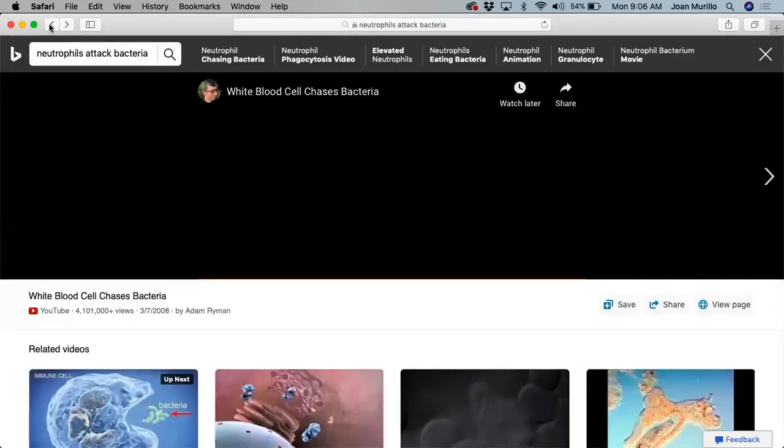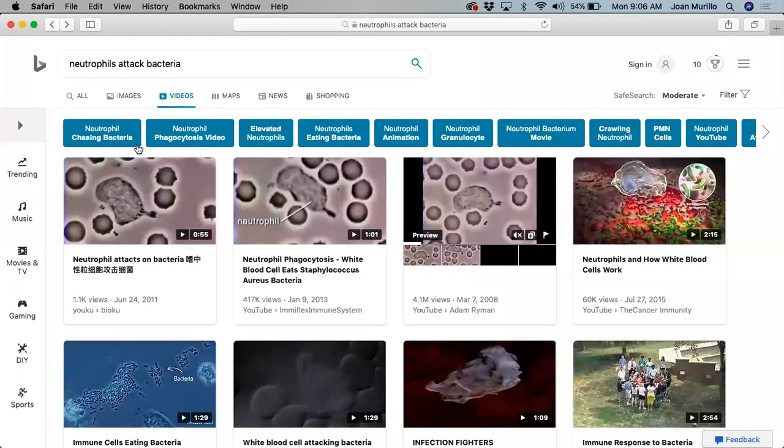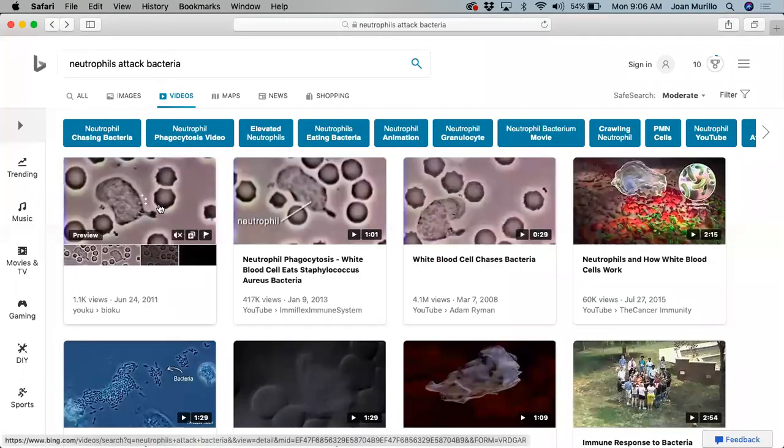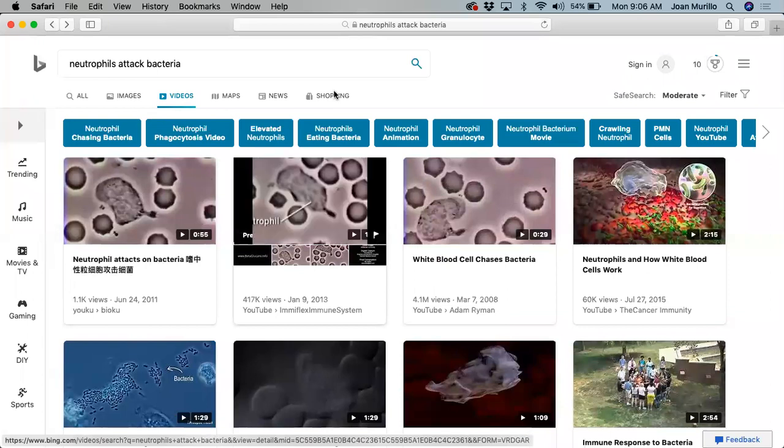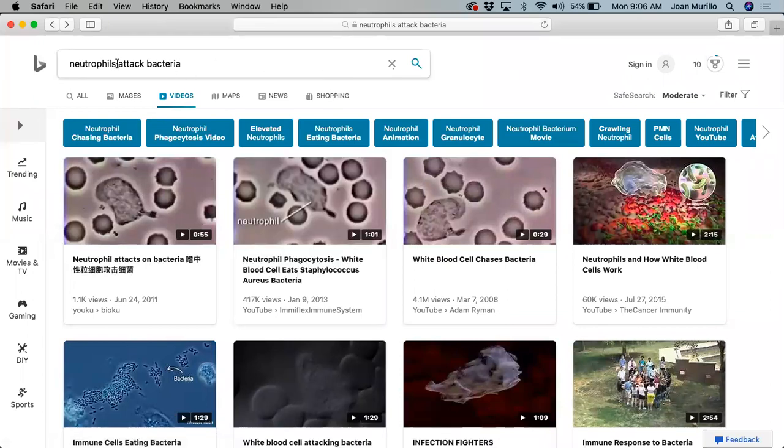Okay. The next one that I want to show you is the eosinophil. So we'll talk about the eosinophil. The longer one is probably the better picture. Eosinophils attack parasites. Okay.